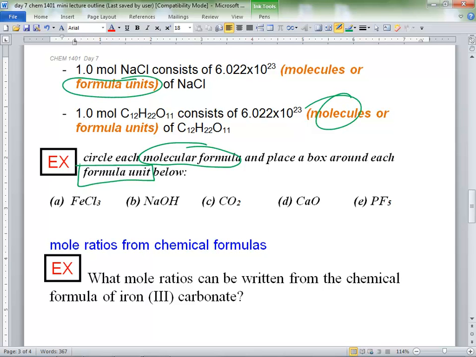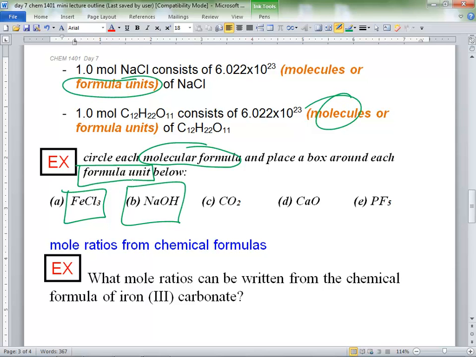Clarissa, A. Did you draw a box or circle FeCl3? A box. Iron 3 chloride. Definitely, it's a metal in there. How about B? Annabelle. B as in boy. Box, because she sees sodium. Sodium hydroxide.